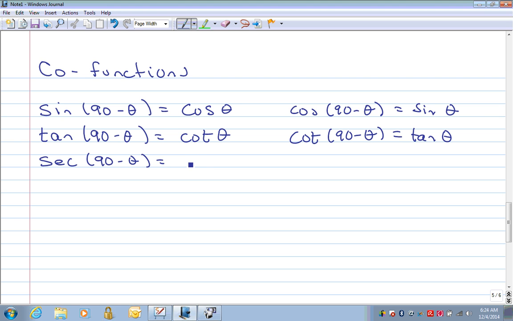And finally, secant. Actually, these are not reciprocals. They're kind of the counterparts, cosine and sine. Tan and cotan always go together. And then the two reciprocals of sine and cosine would be cosecant and secant: secant 90 minus theta would equal cosecant theta, and cosecant 90 minus theta would equal secant theta.